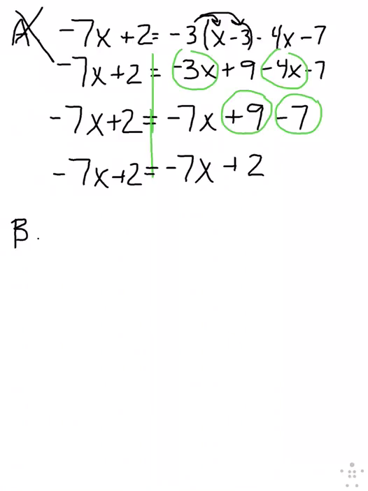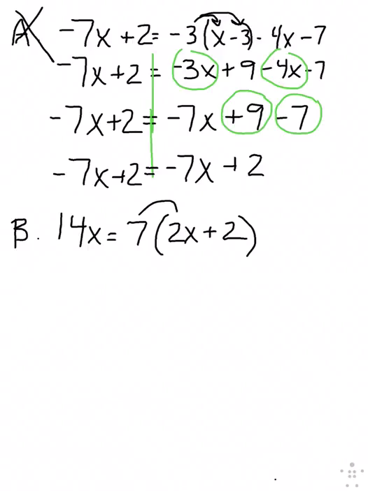Letter B, we have 14x equals 7, 2x plus 2. Again, our first step is to distribute. 7 times 2 is 14. 7 times 2 is 14.